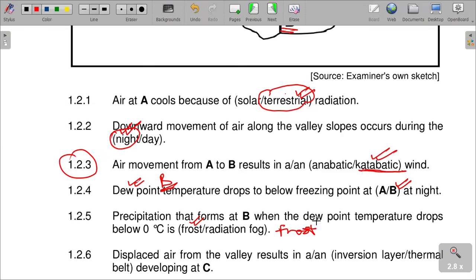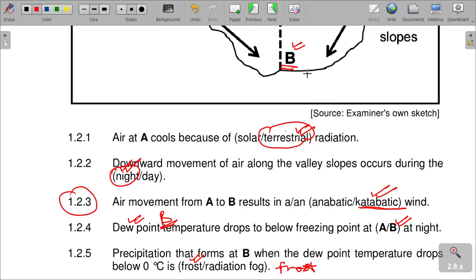Is that form of precipitation called what? At B there, we say that we have got a frosty form of precipitation. It is frosty.